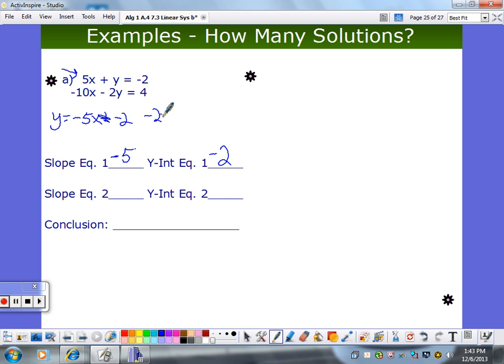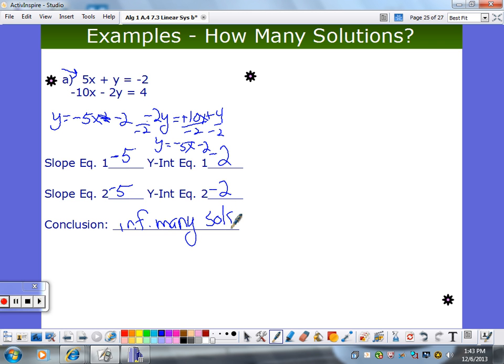Now let's look at this guy. A little more work here. Negative 2y equals positive 10x plus 4. Divide by -2. So I'm getting y equals -5x minus 2. Slope is -5. And the y-intercept is -2. What can I conclude about the solution? Infinitely many solutions. Because I have x's and y's, it's not going to be every possible one, but just the ones on the line. Infinitely many solutions.